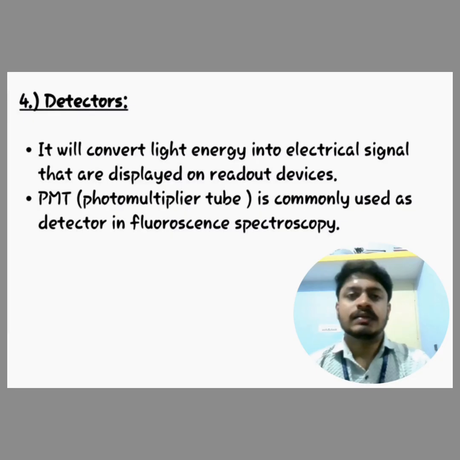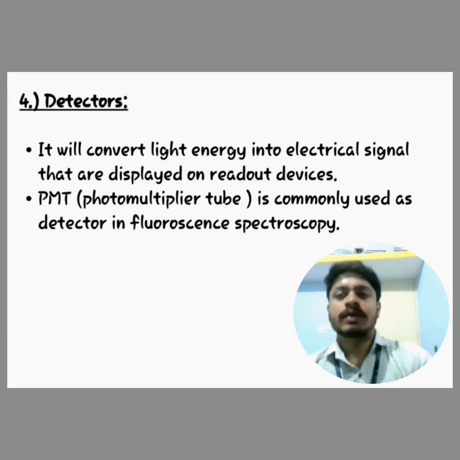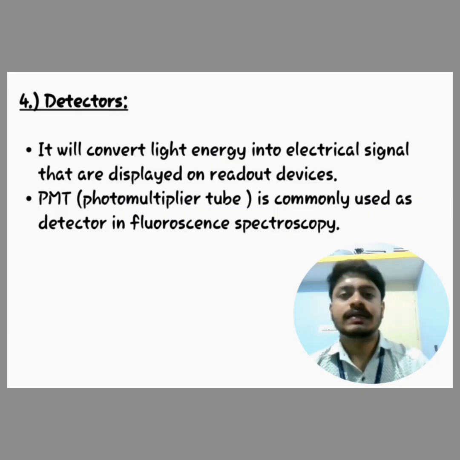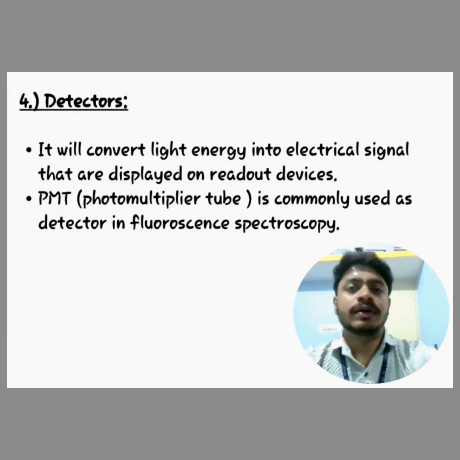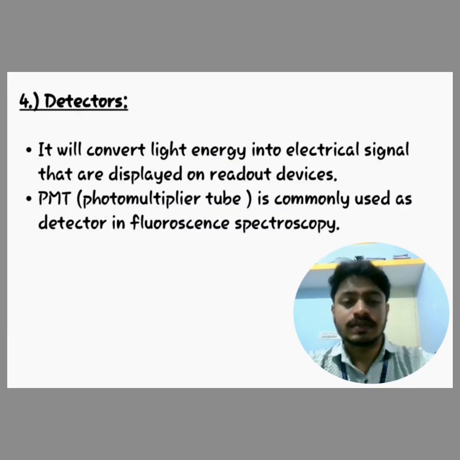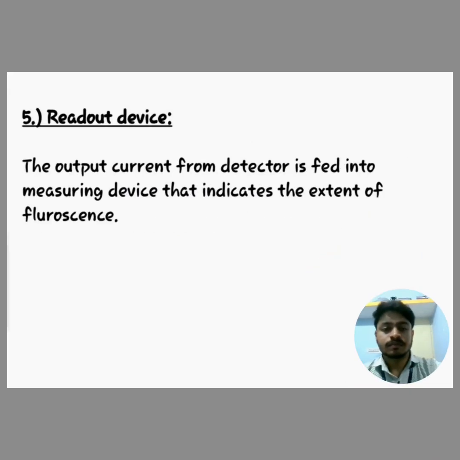The photomultiplier tube is commonly used as the detector in fluorescence spectroscopy. Then the readout device. After the analysis of the sample, the output current from the detector is displayed on the readout device. This is about my topic.